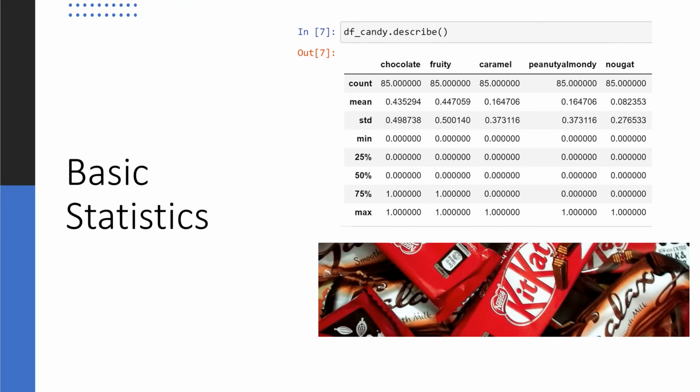An easy way to look at some basic statistics on any data set is to use the describe method. So we take our data frame, do a .describe, and we can see how many rows we have, what the mean of each column is, standard deviation, the minimum, the 25th percentile, the 50th percentile, the 75th percentile, and the largest. Now these aren't as interesting because they're either zeros or ones for the chocolate or fruity or caramel, but they do have a lot of meaning when we look at the win percent and the sugar percent.